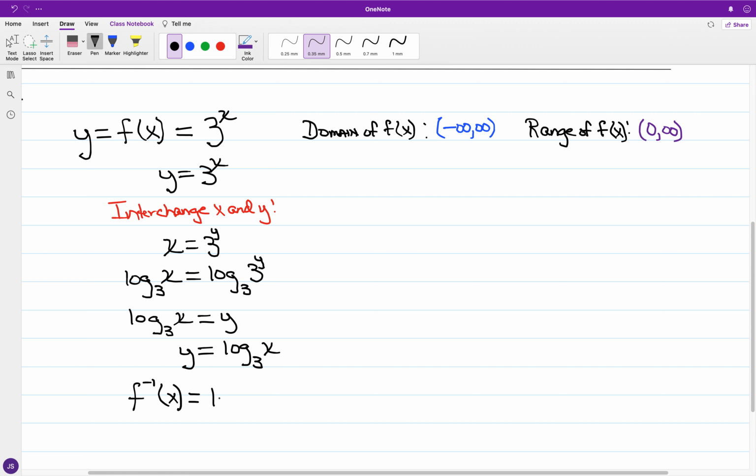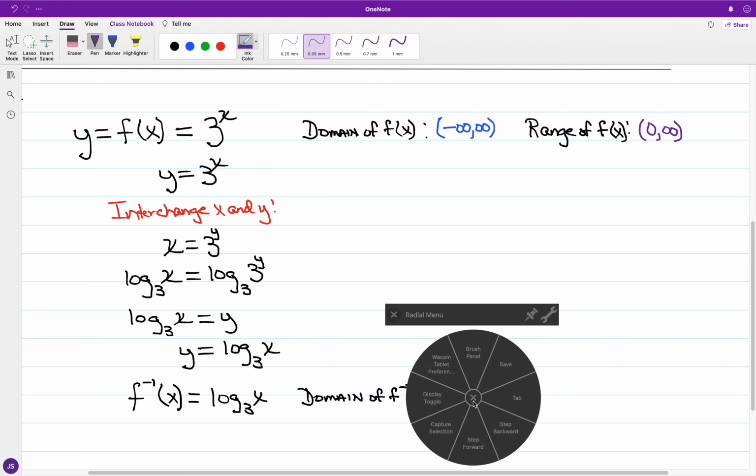So this will come out to the base 3 logarithm of x. And now for its domain and range. Okay, so again we have for the domain of the inverse, what we had in y for the original function, we're going to have an x for the inverse. So you're looking at positive values in x.